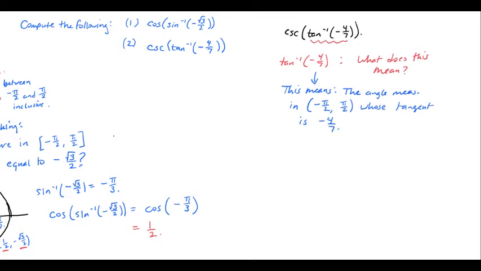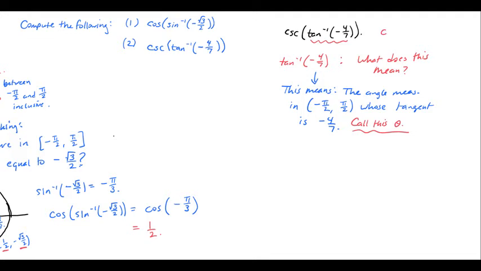By the way, the reason this is an open interval this time is angle measures of exactly negative pi over 2 and positive pi over 2 do not have tangents. The tangent function is undefined there. Okay, so what I'm going to do here, just as sort of a language tool, is I'm going to call this angle measure theta. So we're going to call that theta.